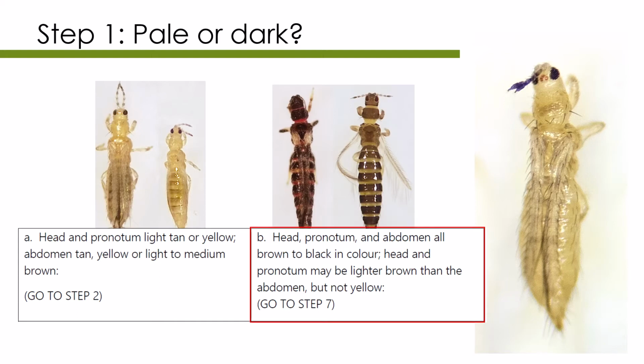Option B says that the head, pronotum, and abdomen are all brown to black in color. It then clarifies that the head and pronotum might be lighter brown than the abdomen, but not yellow. Okay, so we can feel pretty confident that A is the right choice. So now it's telling us to go to step 2.